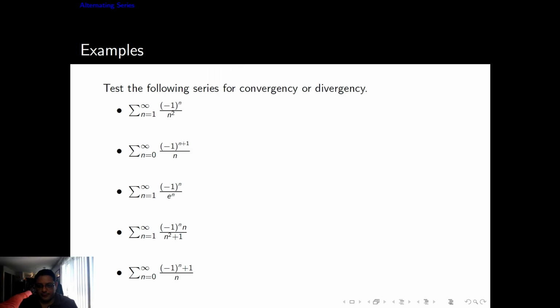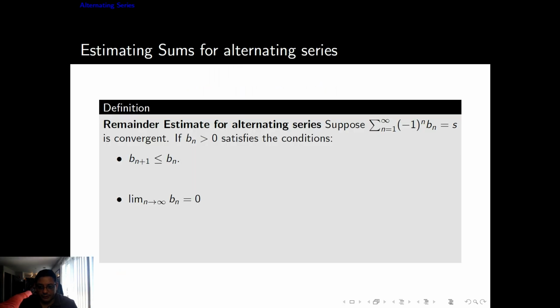Now let's transition to finding out the sums for alternating series. So if we're using the alternating series test, and we're assuming that we have a series, n equals 1 to infinity of (-1)^n b_n, and that series is convergent, and we have a sum s, then of course, because we already assume the conditions of the alternating series test, we have that the sequence of the series is decreasing, and the limit goes to 0.